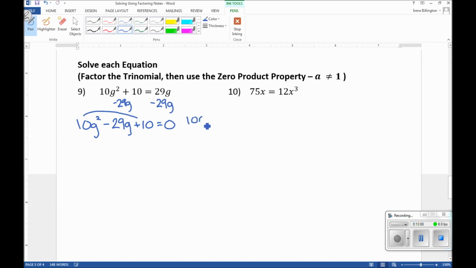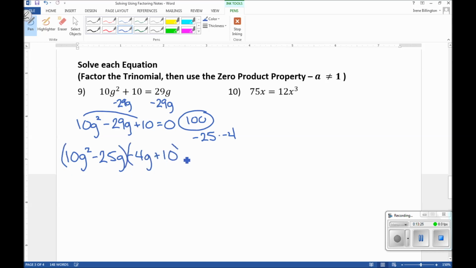My magic number is 100. What multiplies to equal 100 and adds to negative 29? That'd be negative 25 and negative 4. So we're going to use our AC grouping factoring method here. So I've got 10g squared minus 25g minus 4g plus 10.